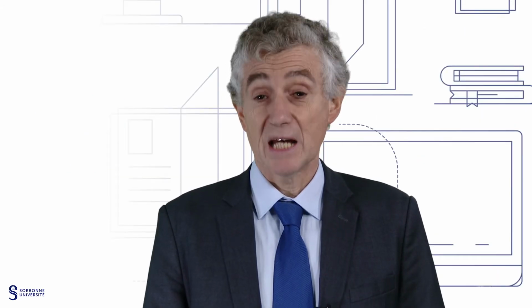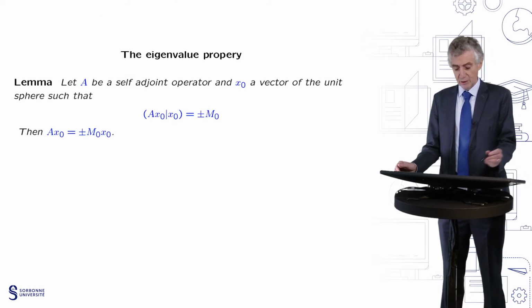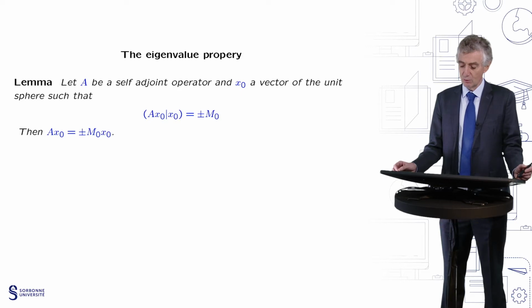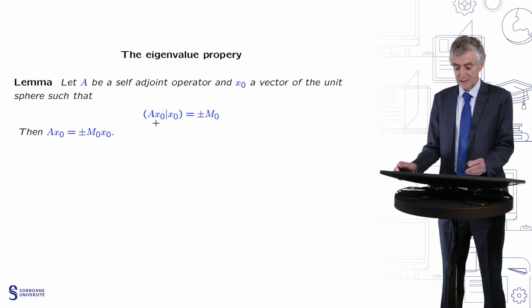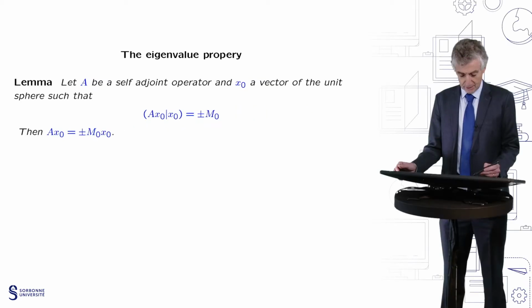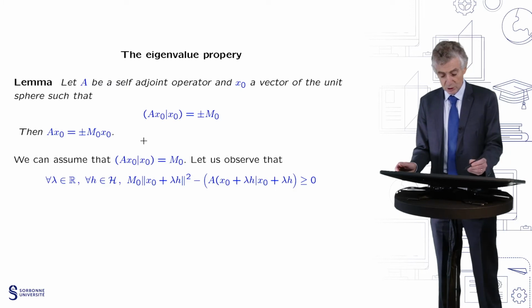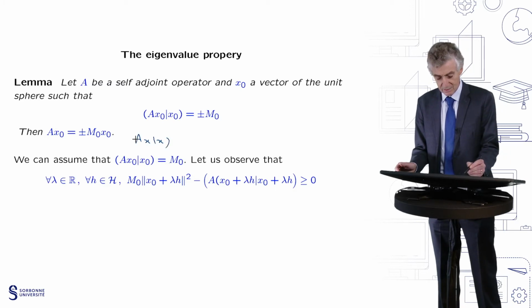Now we are going to prove the eigenvalue property, which is in fact an easy exercise of linear algebra. So A is a self-adjoint operator, x0 a vector of the unit sphere, such that ⟨Ax0, x0⟩ equals plus or minus M0. Then x0 is an eigenvector of A associated with the eigenvalue plus or minus M0. Okay, so we can assume that ⟨Ax0, x0⟩ equals M0. And now by homogeneity, we have that ⟨Ax, x⟩ is less than M0 ‖x‖².